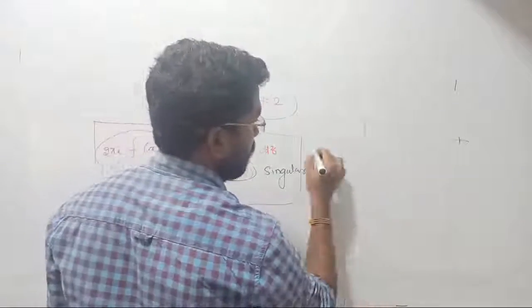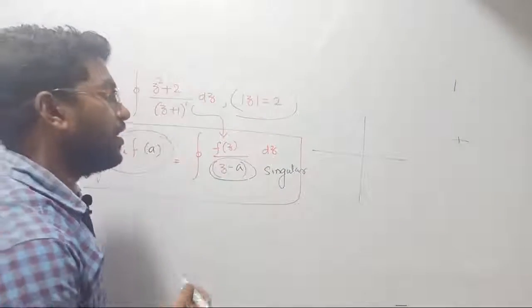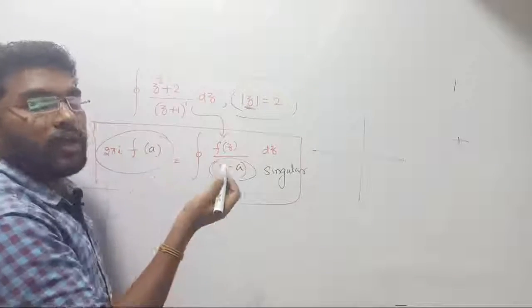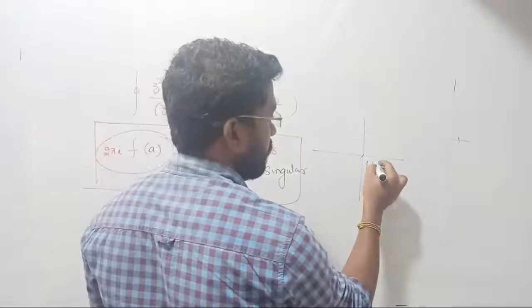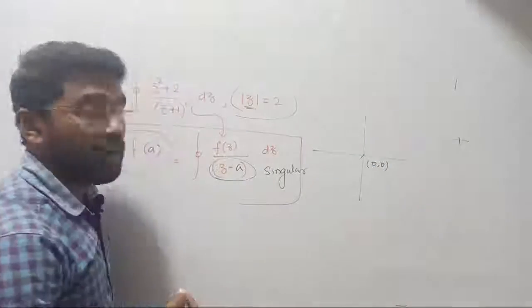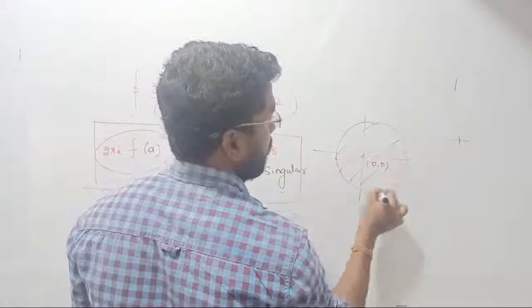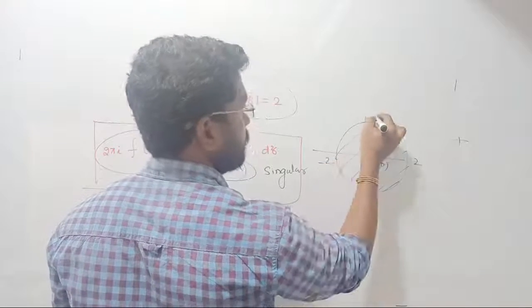For that we should draw the ROC. Shall we draw the ROC directly? What is the center point? 0, 0. Why? Because there is no mod z inside. So the center point is 0, 0. Directly we can define it. From this, what about the radius? 2, right? So just draw a circle with the radius 2.